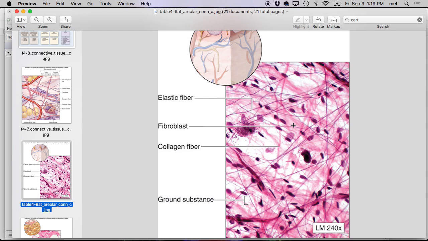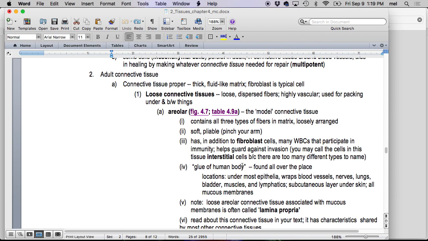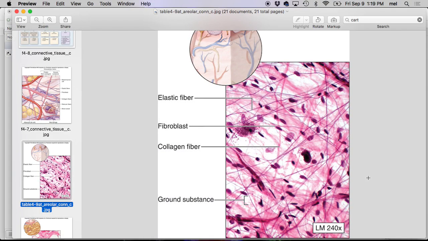Okay, so let's talk about this one. This tissue contains all 3 types of fibers. You can't see reticular in there, but it's in there. And they're all relatively loosely arranged, so you end up with some space in there. And it goes here, loose areolar. Areolar means space, loose areolar connective tissue.